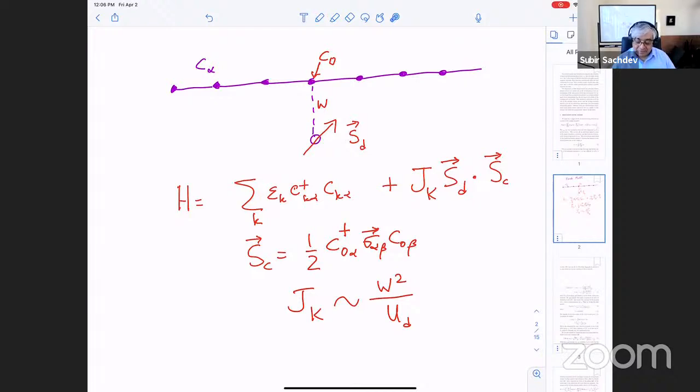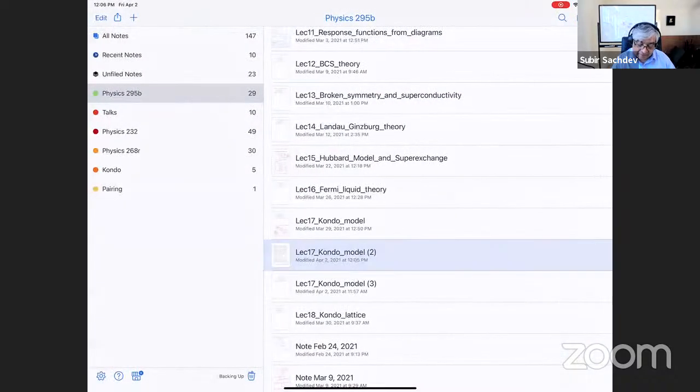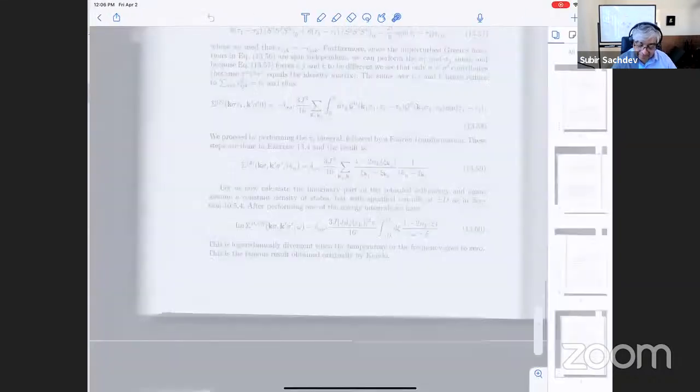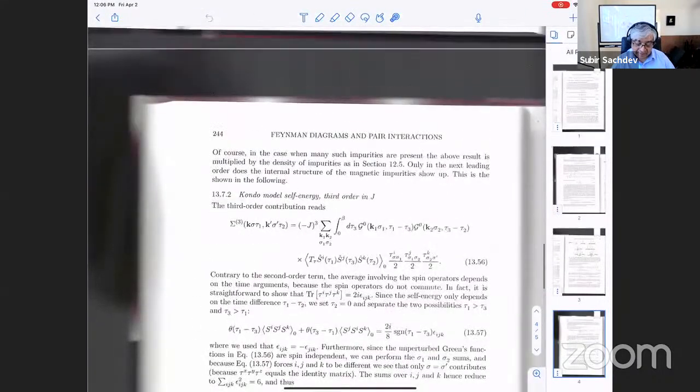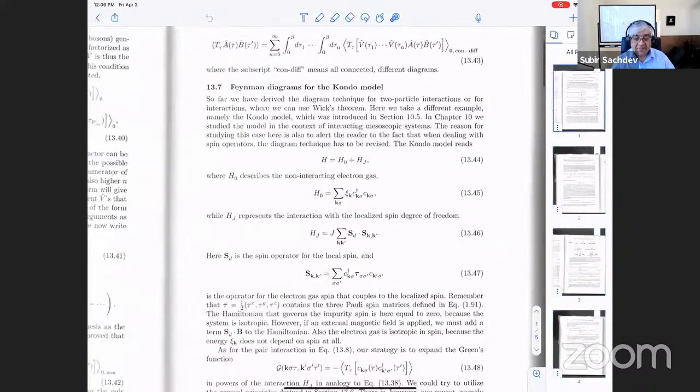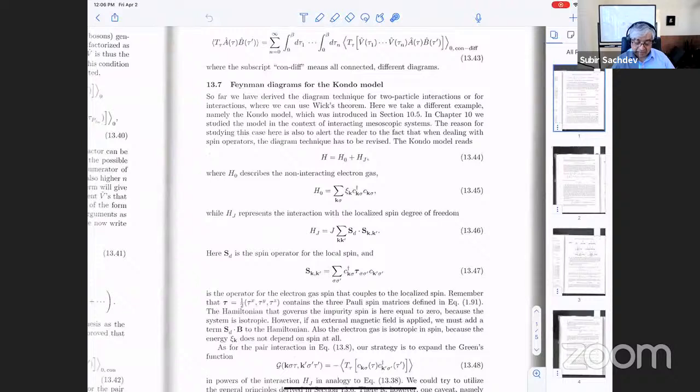Nevertheless, you can do some perturbation theory in J_K by the usual time-ordered perturbation expansion, except you don't have the luxury of Wick's theorem available to you. This has actually been done in the book, and this time I actually copied the chapter from the book. There's a whole section where they treat the Kondo model in time-ordered perturbation theory. So they have free electrons coupled to the impurity spin S_D.